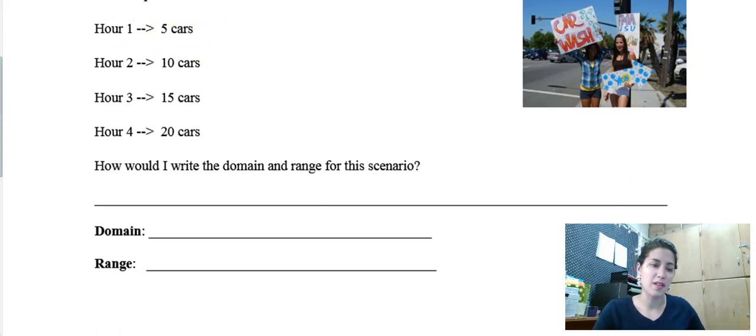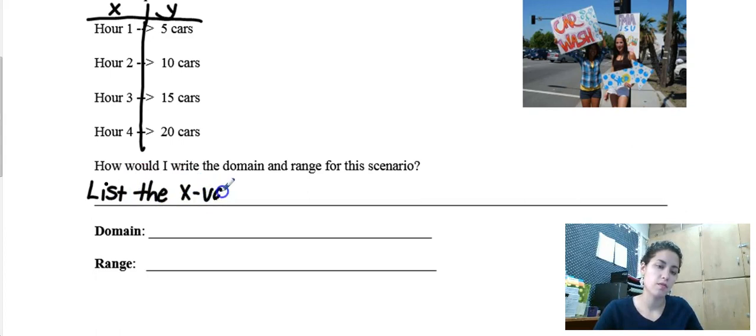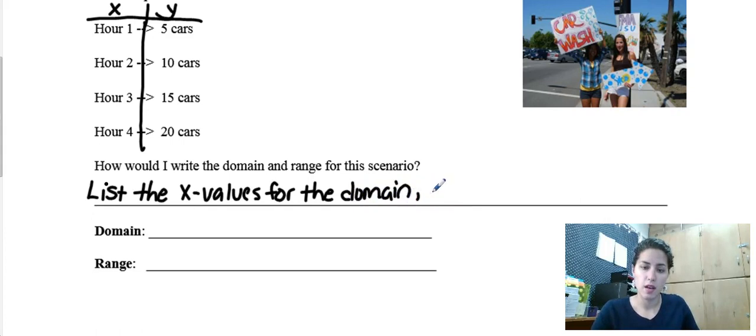My hope is that when we see this, it almost looks like a table, where here's my time, here's my hours, and then this is how many cars. So to answer how would I write the domain and range? List the x values for the domain and y values for the range.